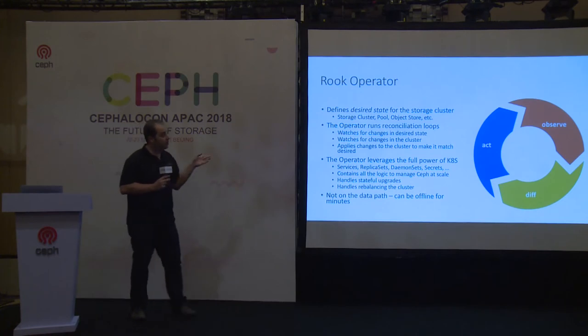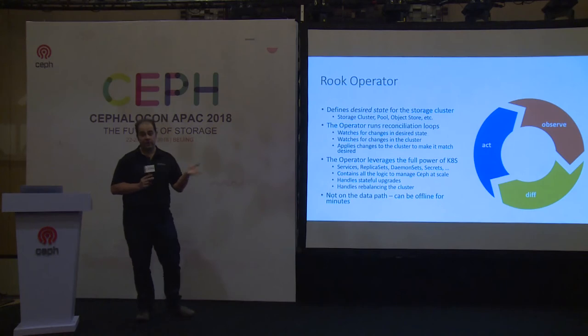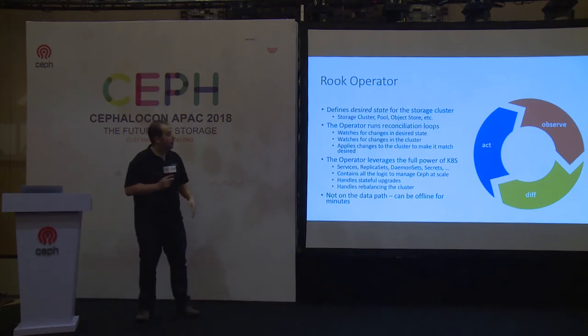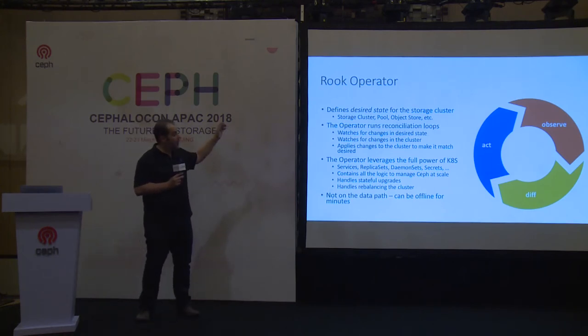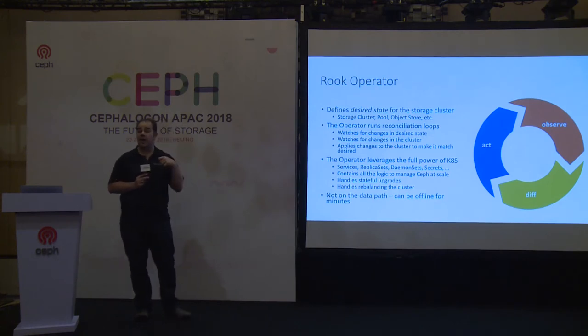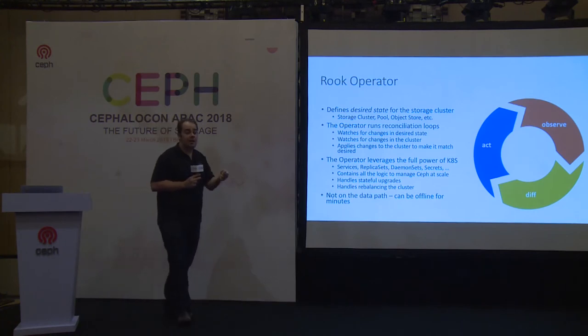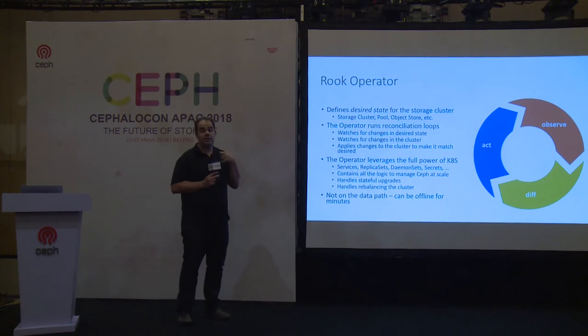So as I was talking, Rook is essentially an operator. The other term is controller. People use them interchangeably. So the YAML that you saw is a declaration of desired state. It defines what you want to happen in the system, not what is actually out there. So it's a high-level declaration of the intent of the cluster admin on what they want in their cluster.